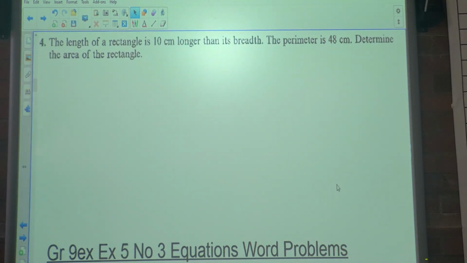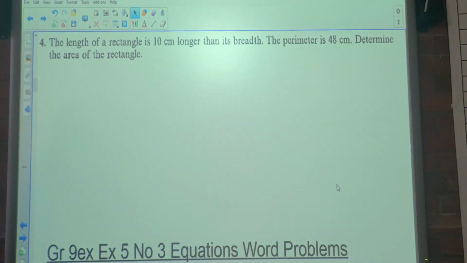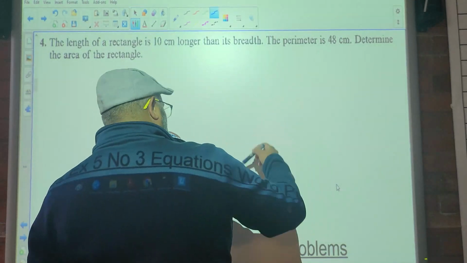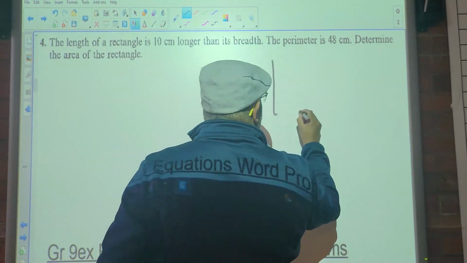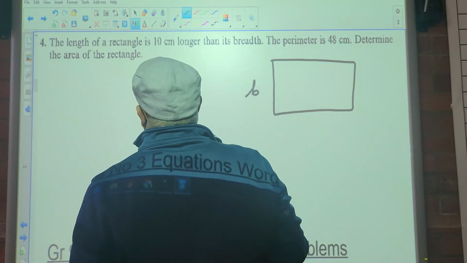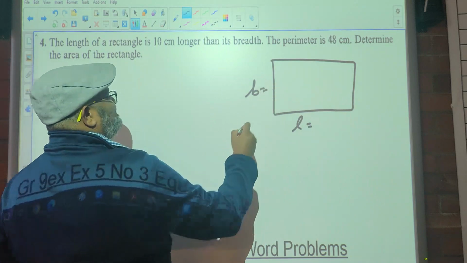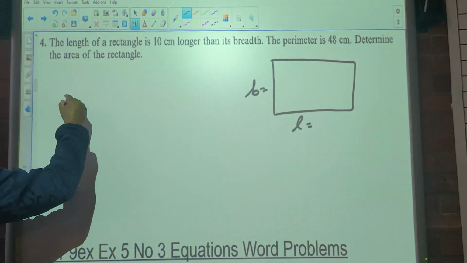Right, number 4. Anybody else want to share where they went wrong in the previous one? Nobody? People, the length of the rectangle is 10 centimeters longer than the breadth. So which one is shorter? The breadth. So what I do is, I draw here a rectangle, and that is your breadth, and that is your length.